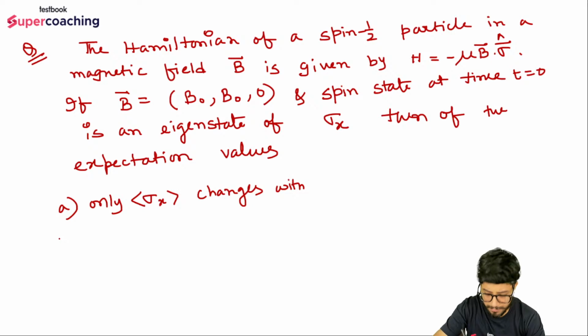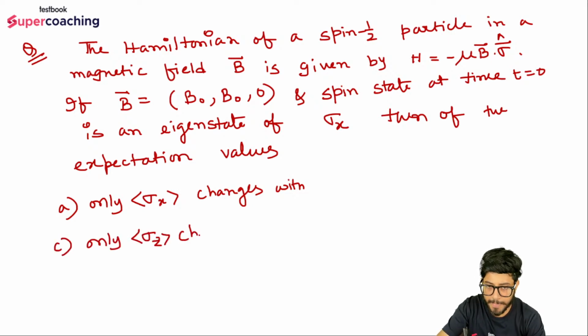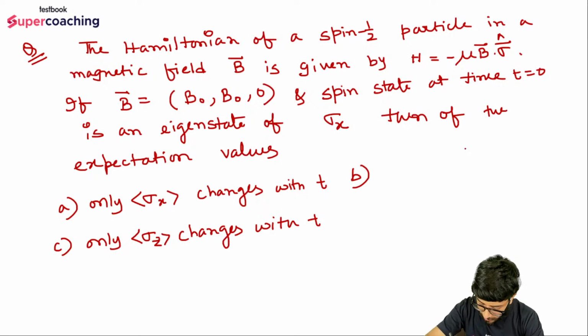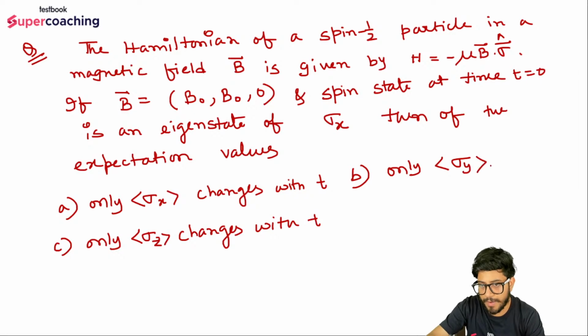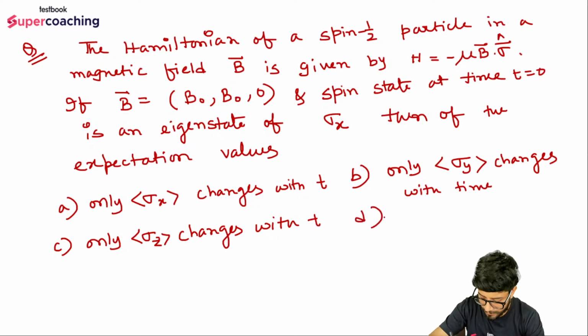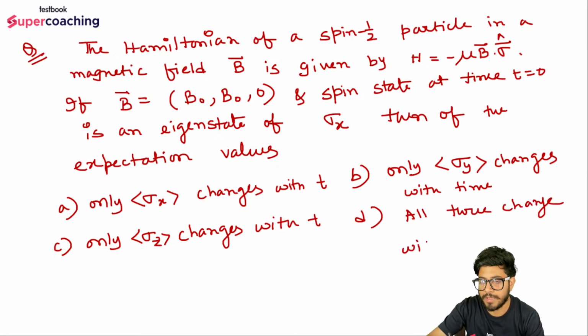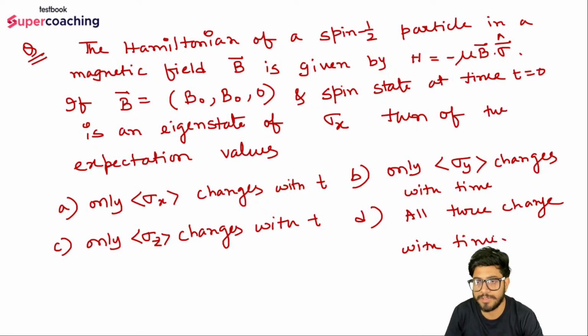It's a very tough question. See, only sigma z changes with time. Only sigma y changes with time. Expectation value of sigma y changes with time. And option D, all three change with time. Can you solve this question?